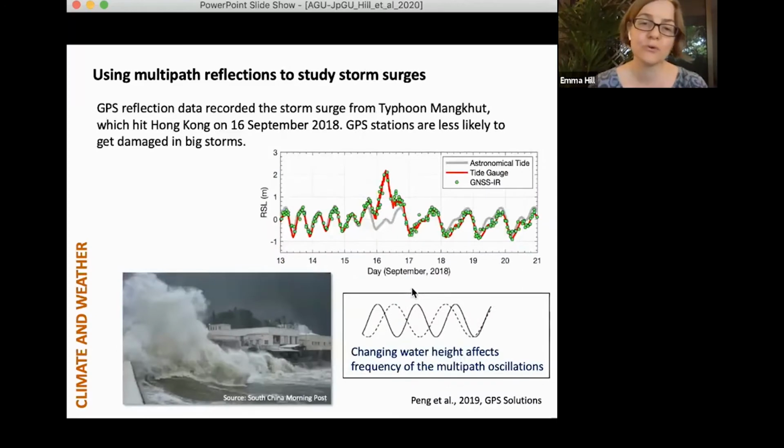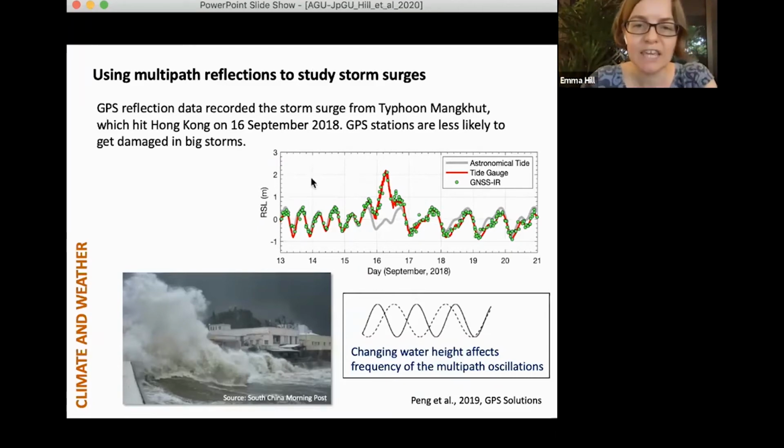We can also use that same technique to study storm surges. If you have a tide gauge to observe a storm surge or also a tsunami, then that often will get destroyed when the storm surge comes in. GPS, on the other hand, you can have your instrument on top of a building receiving the reflections from the sea surface, and it stays safe during the storm.